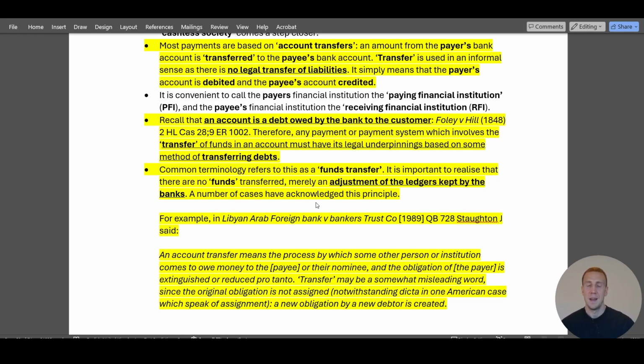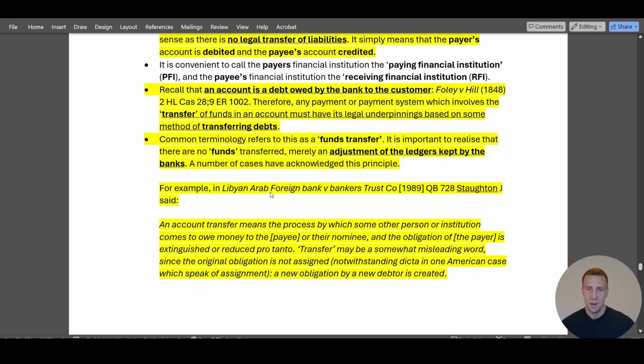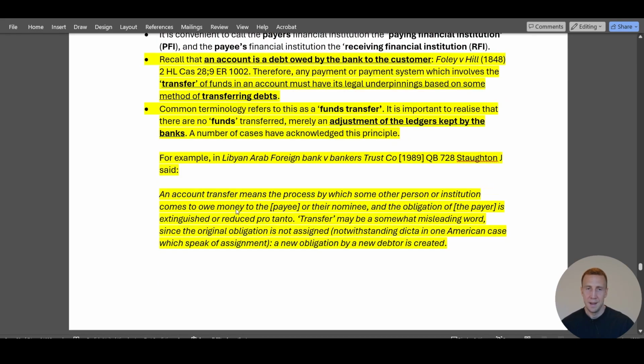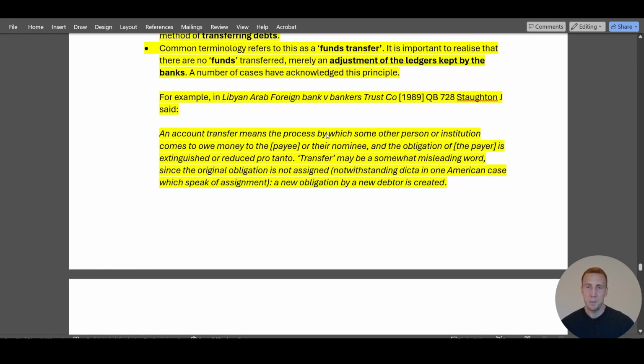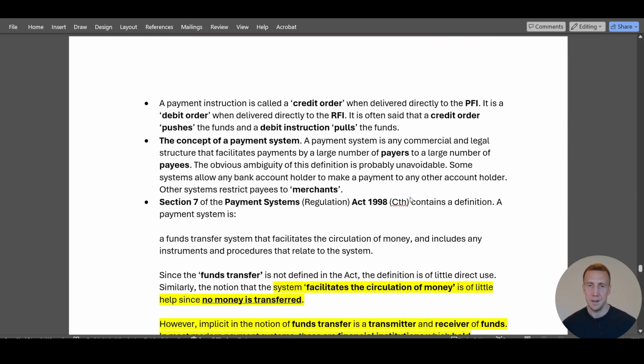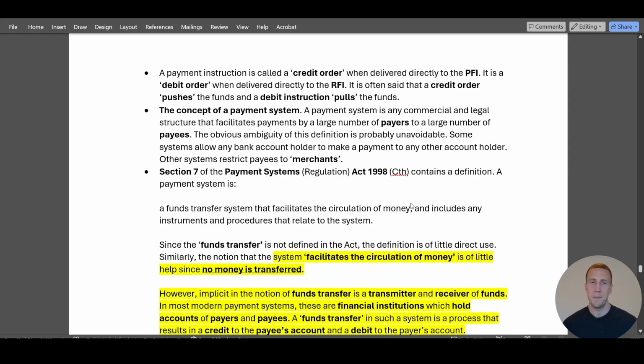A number of cases have acknowledged this principle. For example, in this particular case, Staunton J said, an account transfer means the process by which some other person or institution comes to owe money to the payee or their nominee, and the obligation of the payer is extinguished or reduced pro tanto. Transfer may be a somewhat misleading word, since the original obligation is not assigned, notwithstanding dicta in one American case which speak of assignment. A new obligation by a new debtor is created. That's that principle we covered back in the first part of this mini-series.